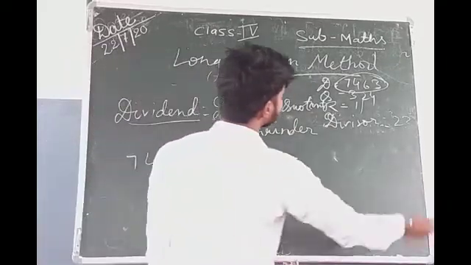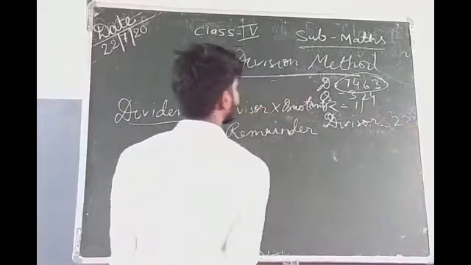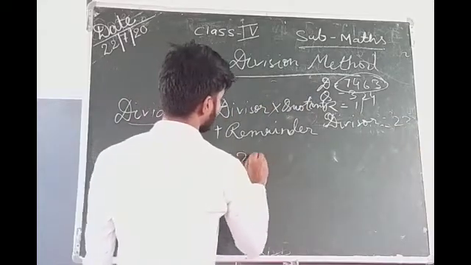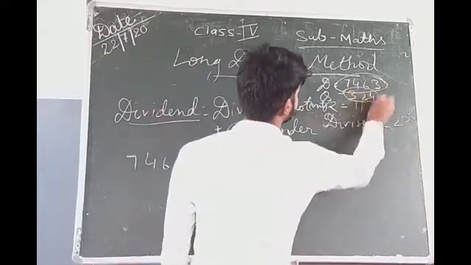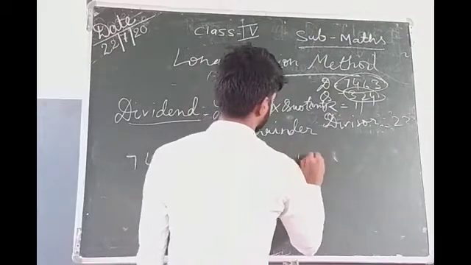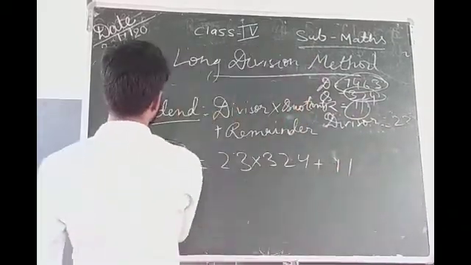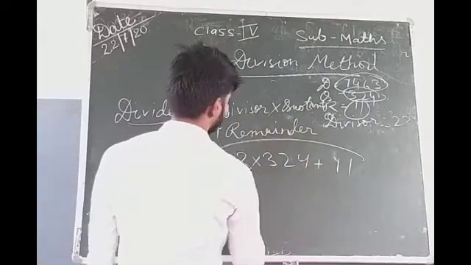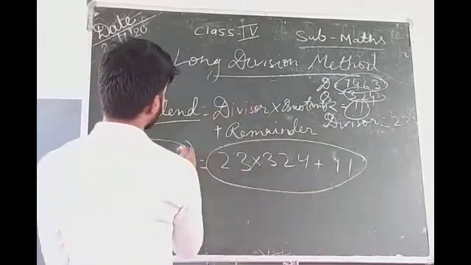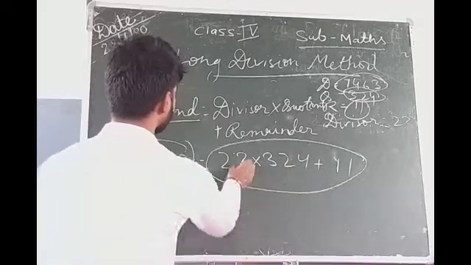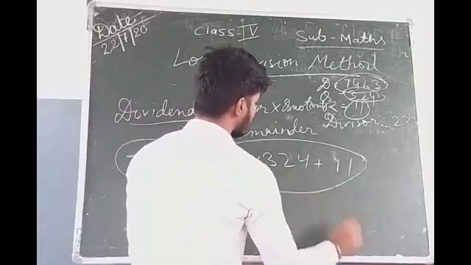Now what is the divisor here? That is 23. What is the quotient over here? 324. And what is the remainder? That is 11. So by solving this, if both sides come out equal, then our answer will be verified. If both do not come out equal, then our answer will not be verified.